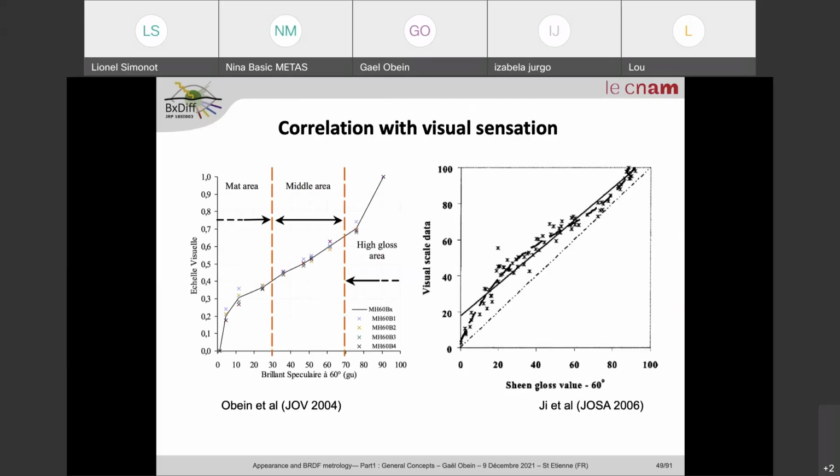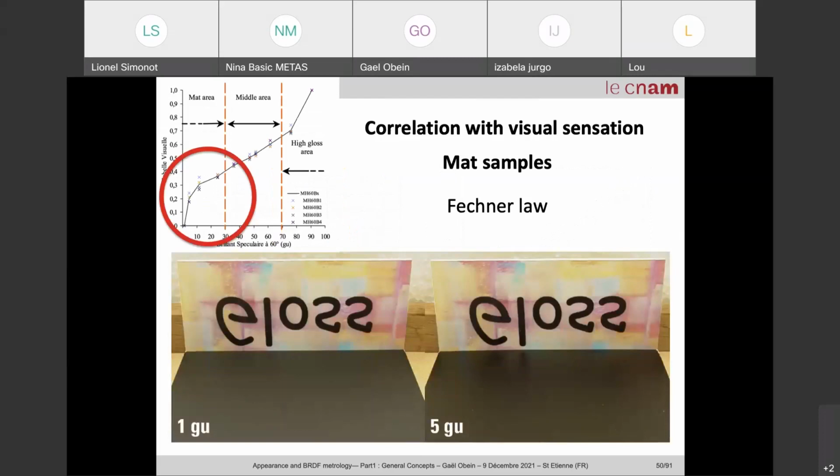If we do a more psychophysical experiment, and these are 2 examples, for instance, one with one method, another with another one, we see that the correlation between the sensation and the measurement of the gloss meter always has this shape. And that shape can be separated in 3 different parts. The matte part, where the gloss meter is not appropriate, because you see that the visual system is very sensitive, where the gloss meter is not sensitive at all. So in this part, probably the gloss meter is not really the good instrument.